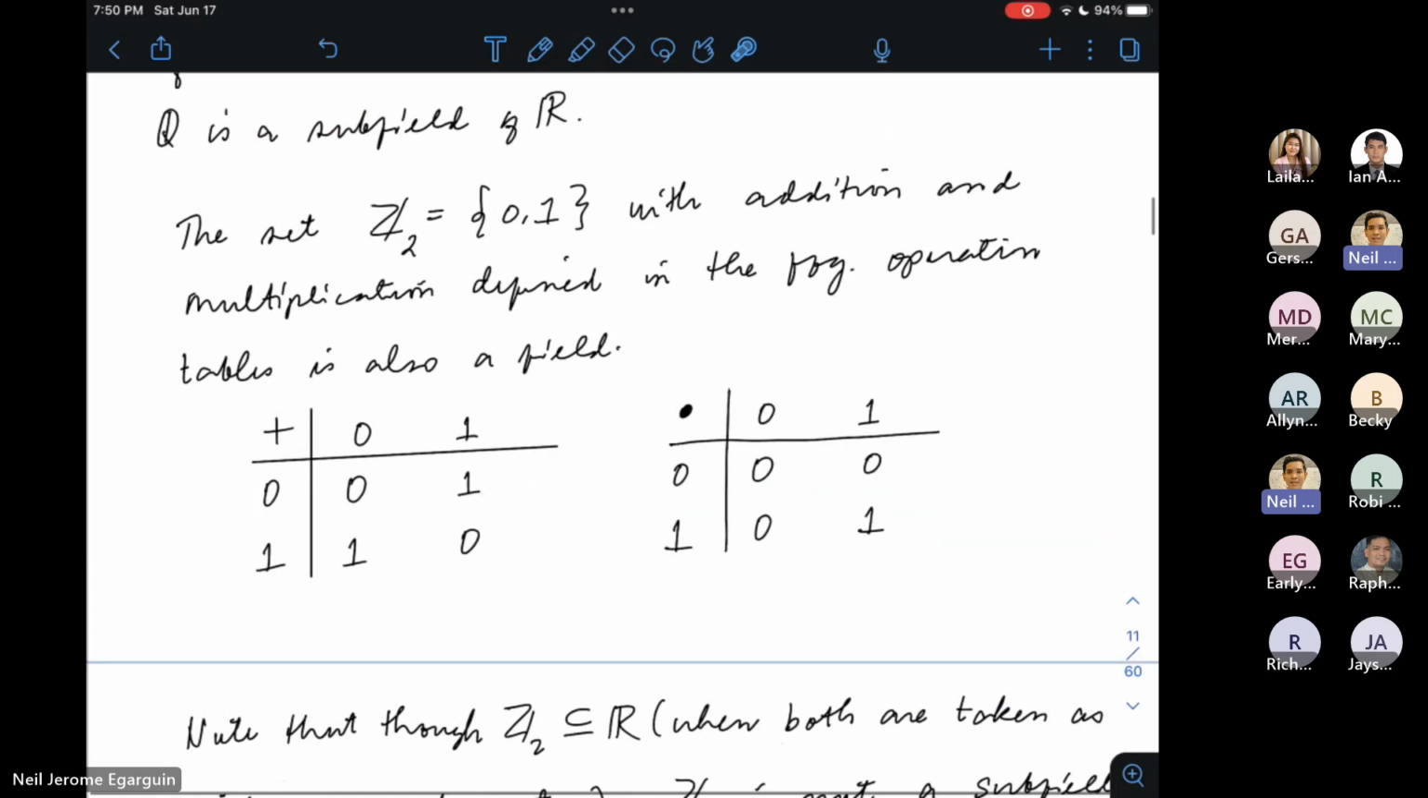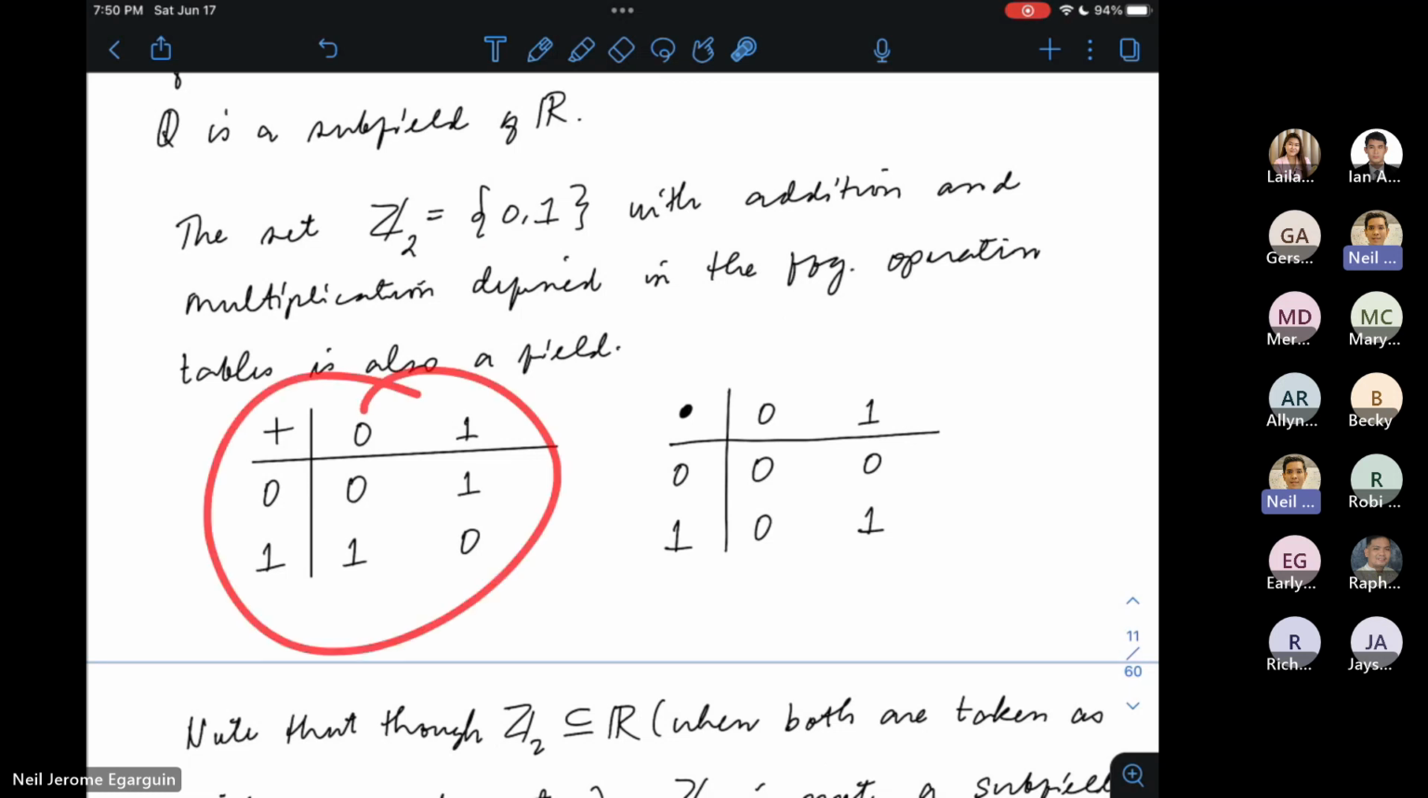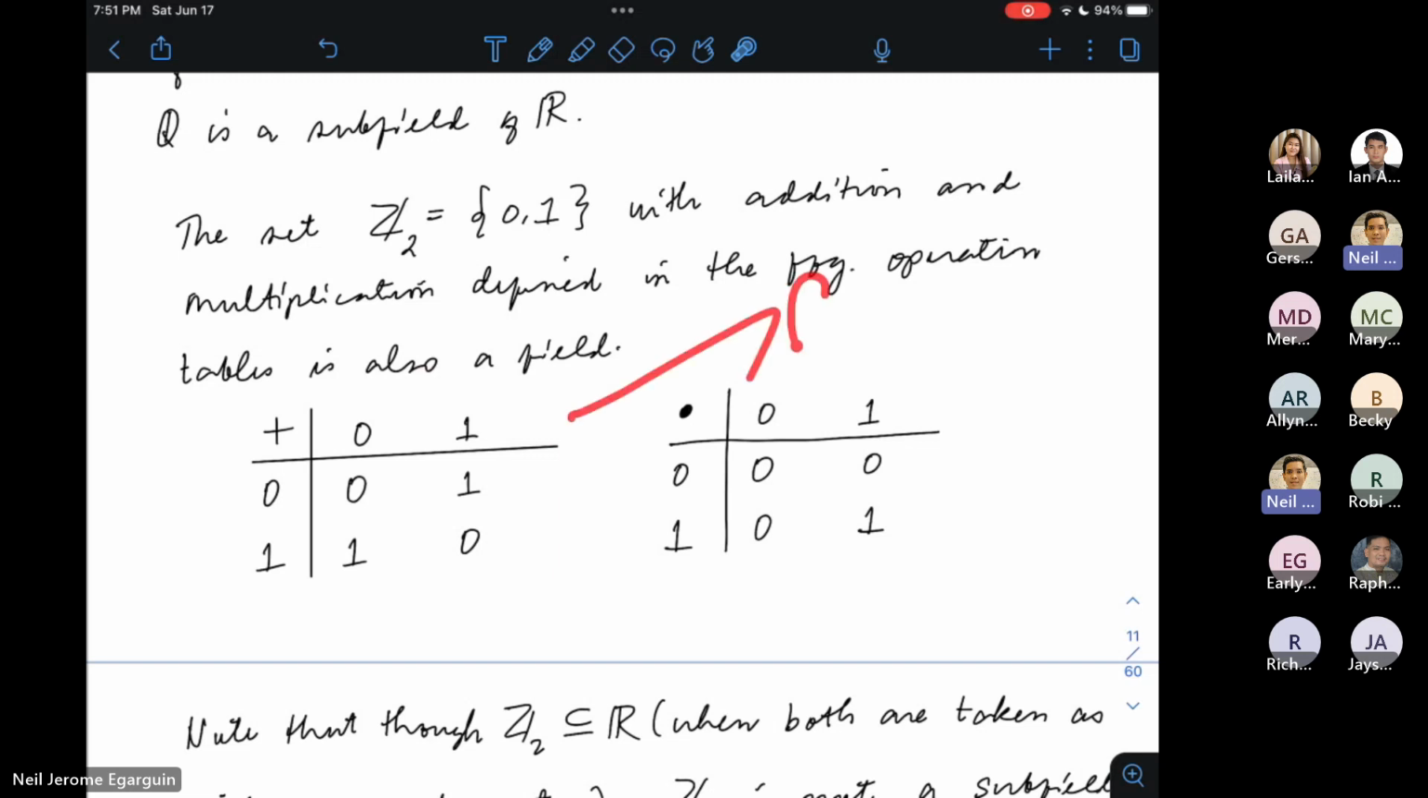Okay, meron pang isang example. Halimbawa si Z2, which is the set containing the symbol 0 and 1 together with addition and multiplication defined this way, right? So ito yung isa sa mga examples ng hindi usual yung addition at multiplication. So these are what we call Cayley tables or operation tables. Para siyang yung version ng multiplication table na meron tayo pero arbitrary yung operation.